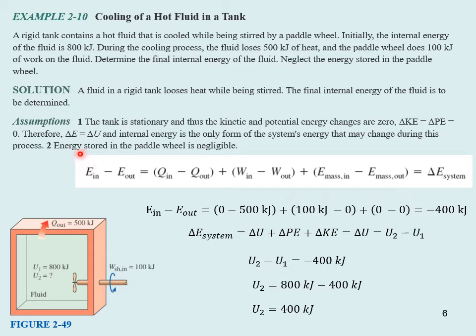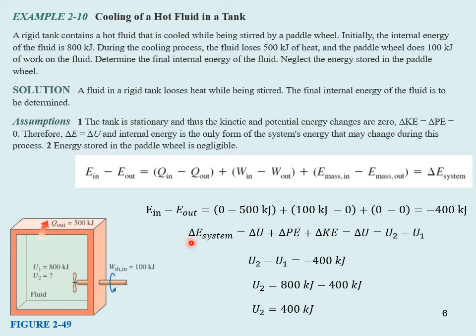So we can start with our basic equation I've highlighted here. Let's calculate how much energy comes in and out of the system. So Q in is 0, Q out is 500 kilojoules, the work in is 100 kilojoules, the work out is 0, and there's no mass flow in or out of the system. So the E in minus E out turns out to be minus 400 kilojoules.